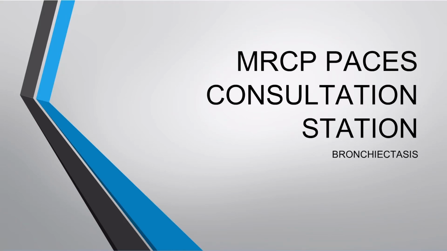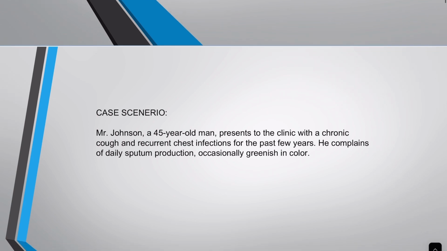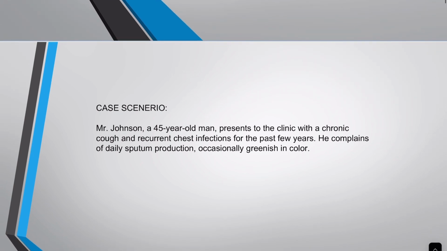I'm going to talk a bit about the MRCP basis consultation station, and today we're going to discuss a scenario of a patient with bronchiectasis. So let's move on. Here is our case scenario. Mr. Johnson, a 45-year-old man, presents to the clinic with a chronic cough and recurrent chest infection for the past few years. He complains of daily sputum production, occasionally greenish in color.